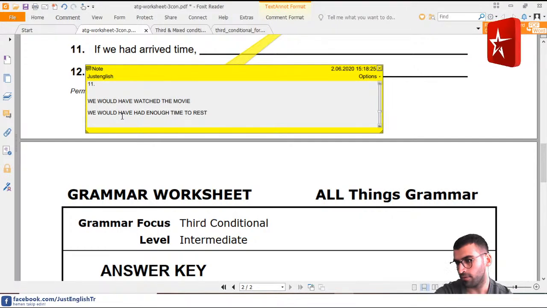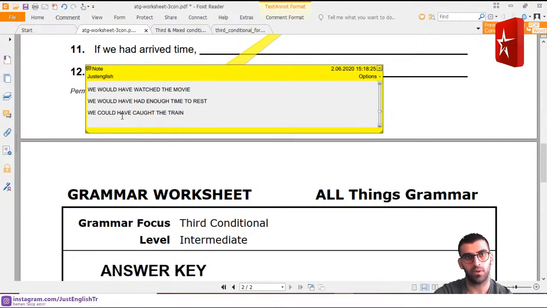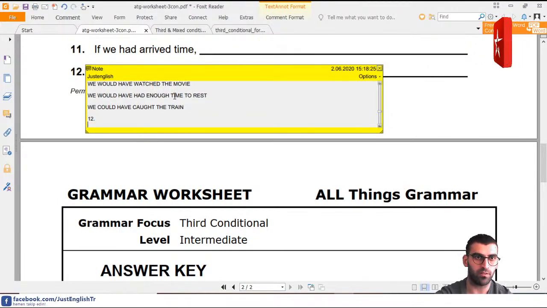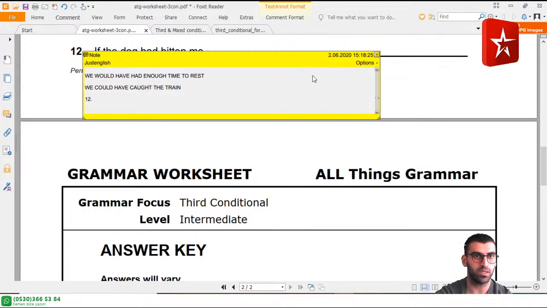And it just says we would have caught the train. Instead of would, we can also use could. We could have caught the train. Yes, we could have caught the train if we had arrived on time. Okay, we would have caught the bus. Caught, the past participle form is different. And the last sentence, number 12. Thank you for your answers for 11. Let's continue with the last one.